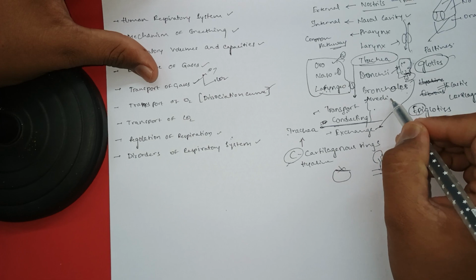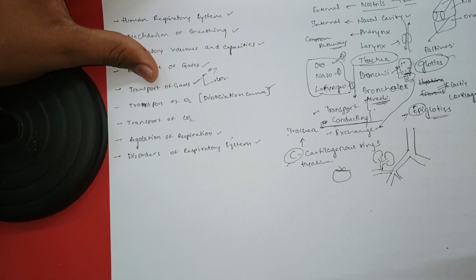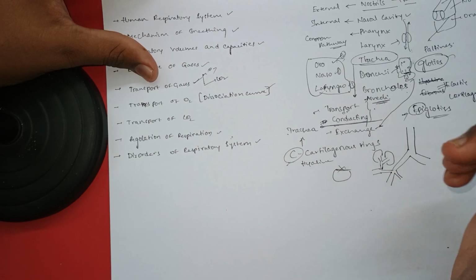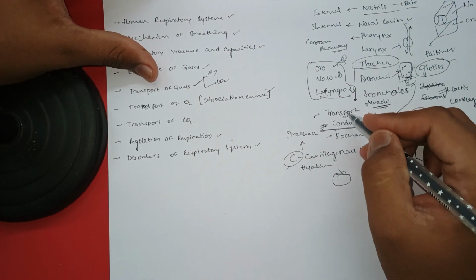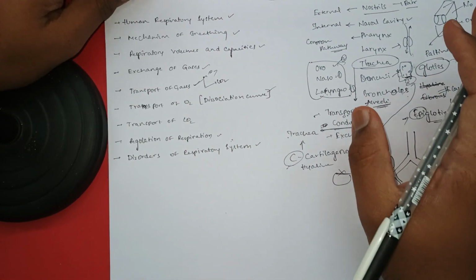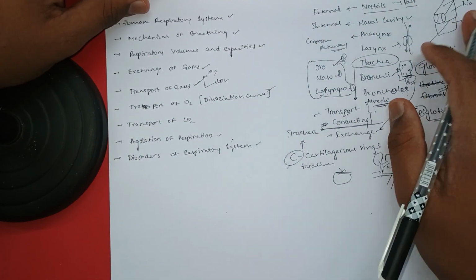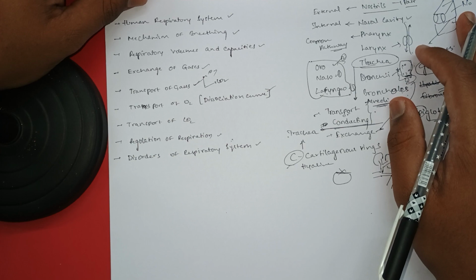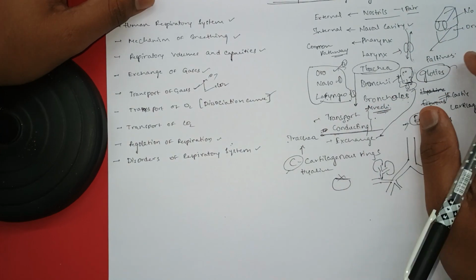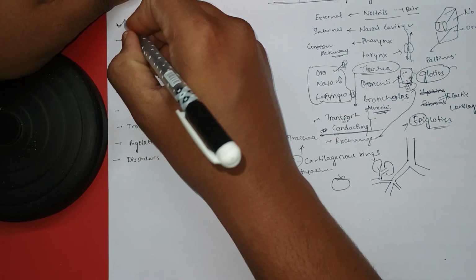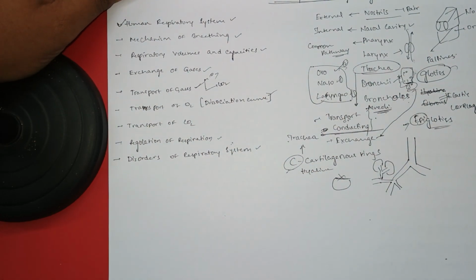This is where your exchange of gases takes place in the lungs. Alveoli are sacs, which are the functional unit of the lungs. That is where your exchange of gases takes place. So this is about your human respiratory system. Am I clear with this topic? If I am clear, I would most probably move to the mechanism of breathing.